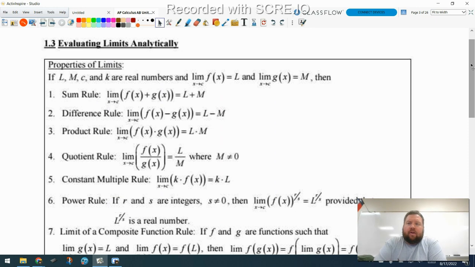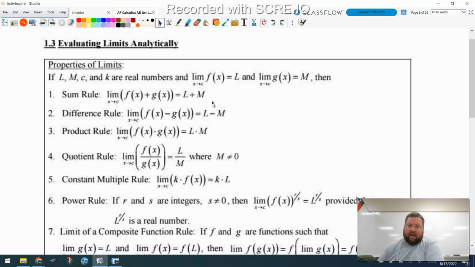All right, so today we're going to figure out how to solve some of these limits analytically. So that means no table, no graph. We're just going to do some algebra. All right, there's a bunch of limit properties. They're all listed right here. I'm not going to go through each and every one. I'll refer back to this as we do our examples so you can see.